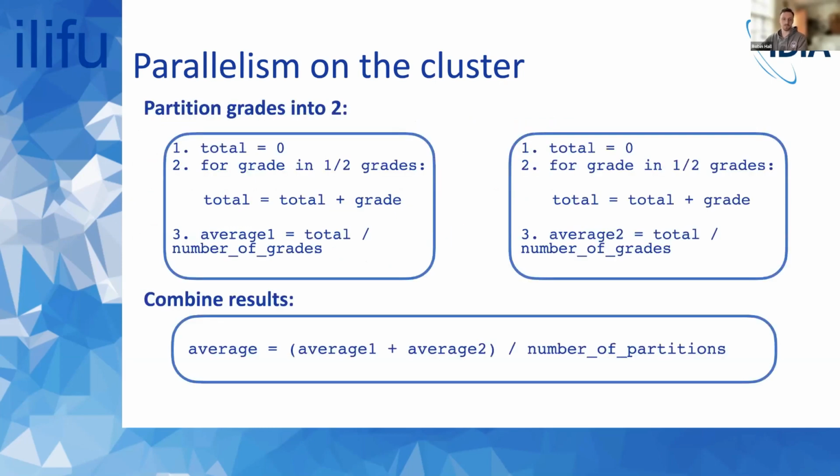Back to the really simple example, one could parallelize this program by splitting the class grades into 2 partitions. So you've got 2 lists of grades, for which we use the same program to get two averages, and then we combine the results by taking the average of the 2 partitions. That's a really basic example of how you could partition your data set, process the partitions simultaneously, and then combine the results.